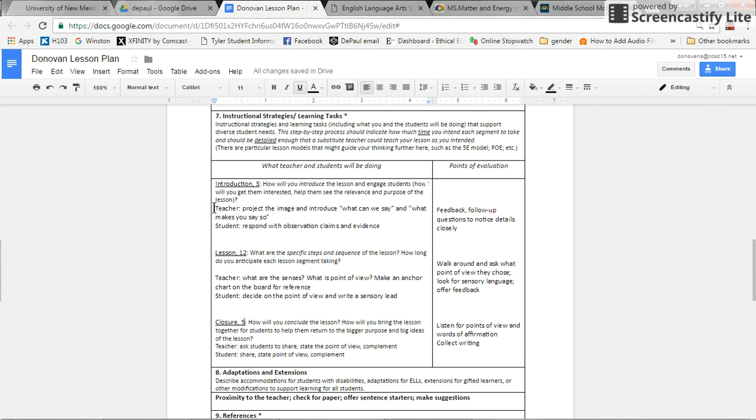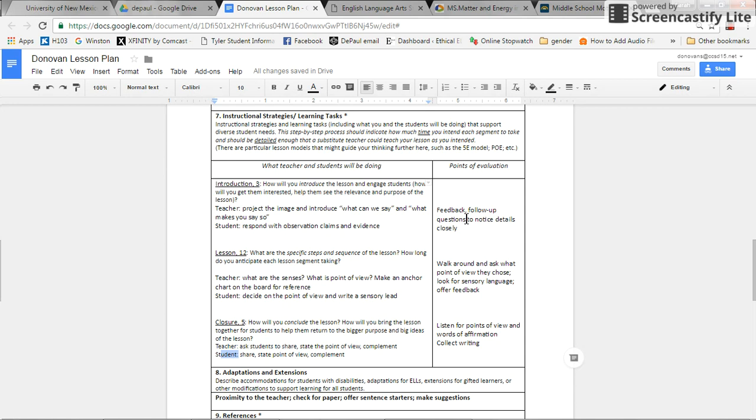So I have it set up where, what is the teacher doing during the introduction? What is the student doing during the introduction? And then how would I evaluate it? How do I know that the students are learning or doing what I'm asking them to do? For the lesson, again, I have teacher: what is the teacher doing? What is the student doing? And for closure, what is the teacher doing? What is the student doing? And for each point, I'm thinking, how do I know that the students are doing what I'm asking them to do?